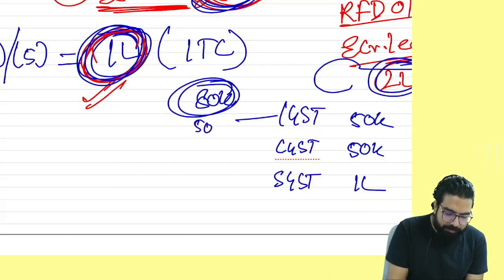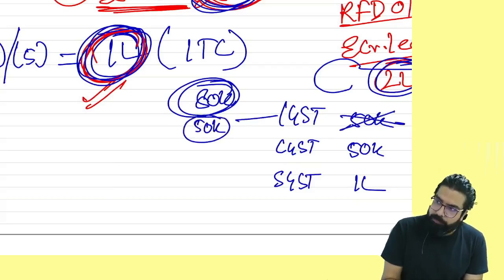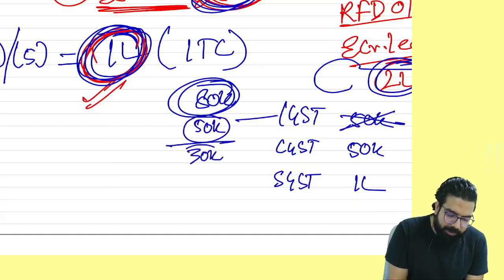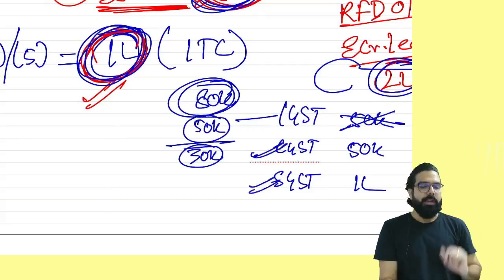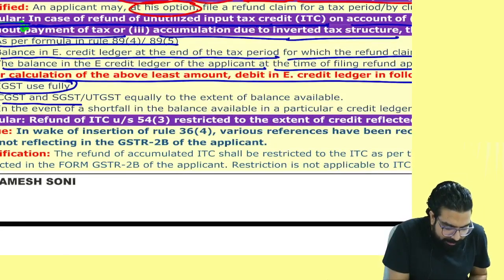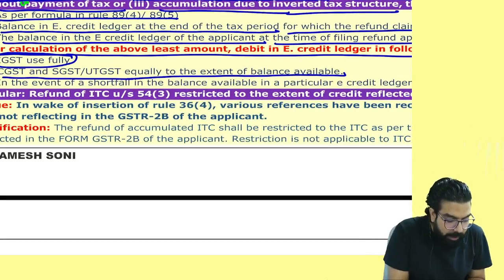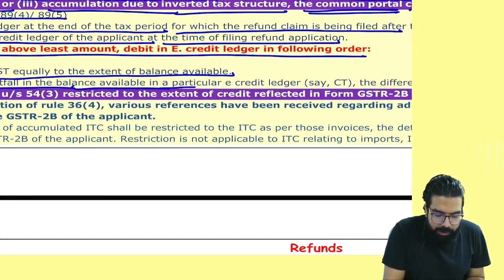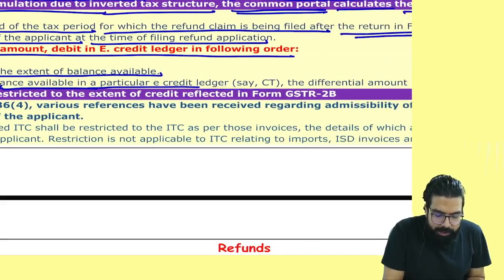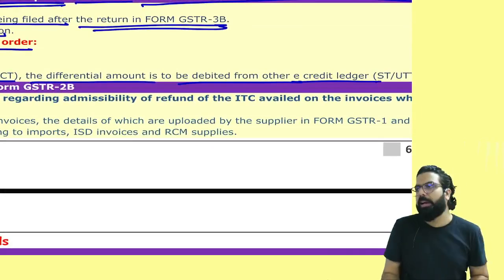How much will be given? 50,000. Then this IGST is gone. Now the remaining 30 will be given from where? From CGST and SGST equally. They are telling, see, CGST and SGST equally to the extent of balance available. In the event of shortfall, the balance available in the particular e-credit ledger, the differential amount is to be debited from the other e-credit ledger.